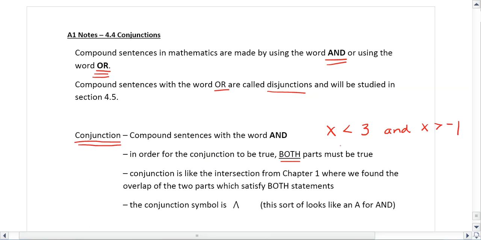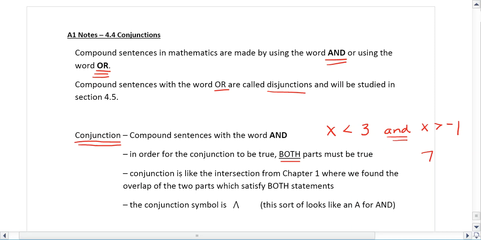What this could look like, an example of a conjunction, could be the statement that x is less than 3 and x is greater than -1. It has to be true for both of these in order to be a solution here. So for instance, 7 is not a solution because it's not less than 3. It is greater than -1, but it has to satisfy both at the same time.